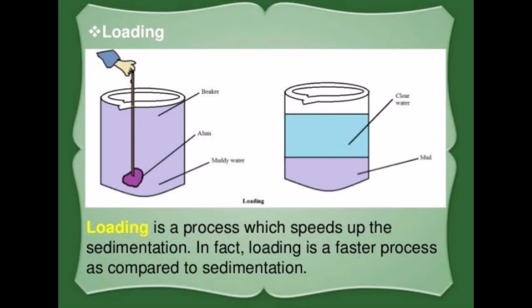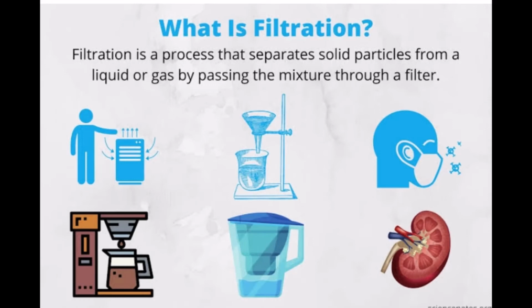In this particular case, the alum dissolves quickly, sticks to the fine mud particles, and makes them heavier. The heavier mud particles settle down more easily and quickly. So it means that loading makes the process faster and sedimentation is a slower process. Next is filtration. Filtration is the process that separates solid particles from a liquid or gas by passing the mixture through a filter. What is a filter?